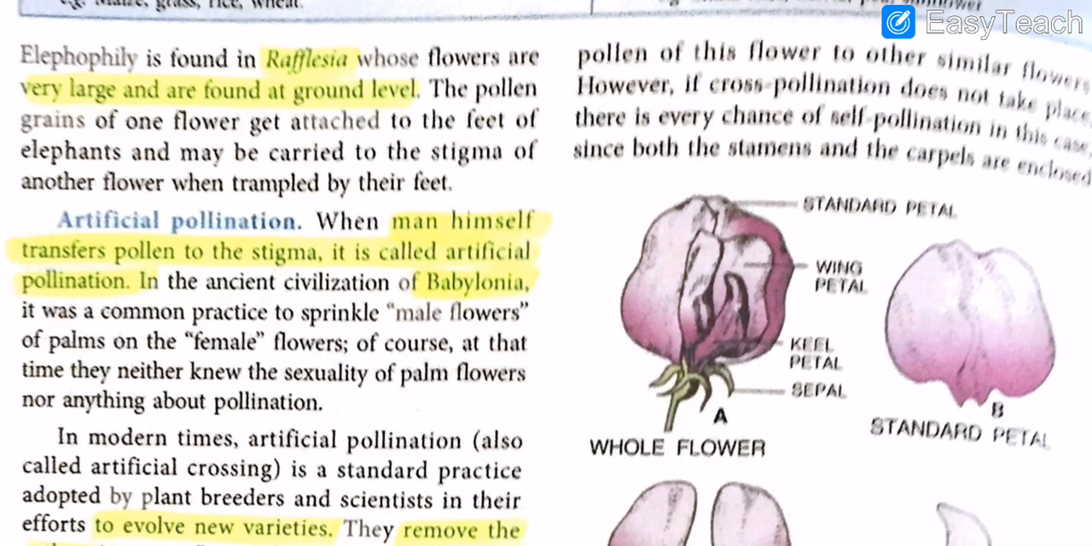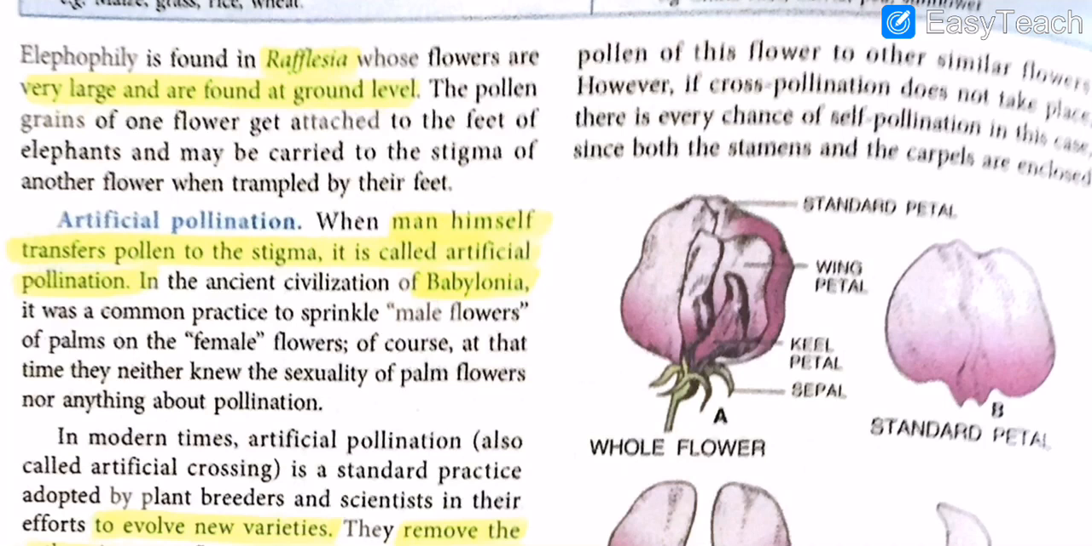Hydrophily is found in Rafflesia, whose flowers are very large and are found at ground level. And the pollen grains of one flower get attached to the feet of the elephants and may be carried to the stigma of the another plant when trampled by their feet. Makes sense, right? Okay, so elephants can also be one kind of an agent. We didn't know that, did we? Okay, anyway. So now we do. We learn something new every single day.